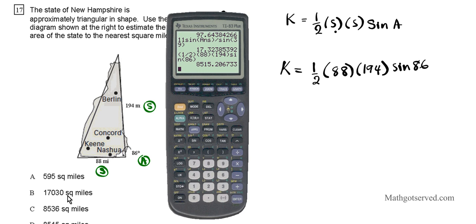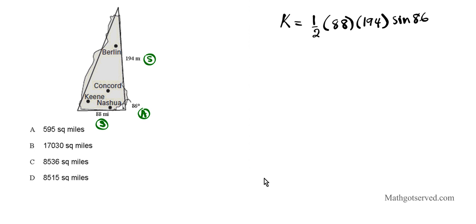Answer is going to be 85.2067 square miles, but we're rounding to the nearest integer. So our approximate area for New Hampshire is 85.8515 square miles, and that is to the nearest integer, and that is option letter D.